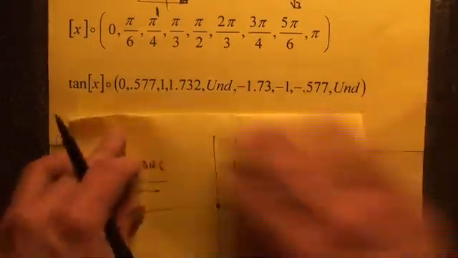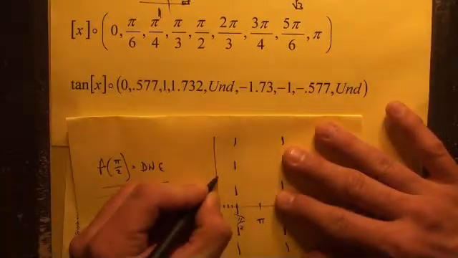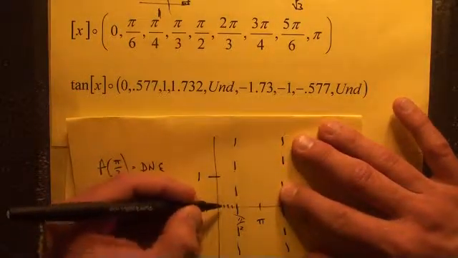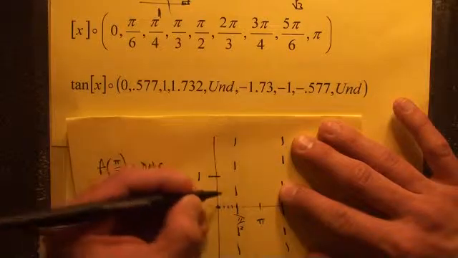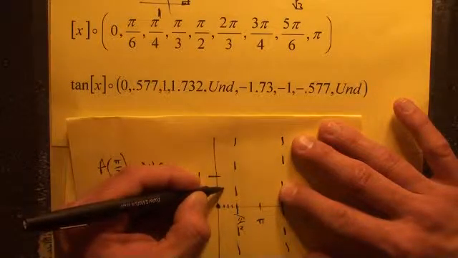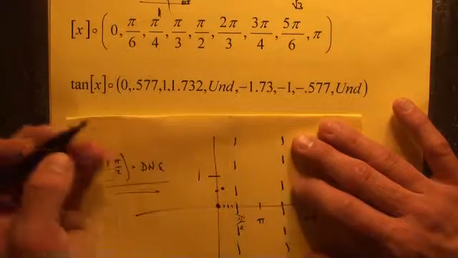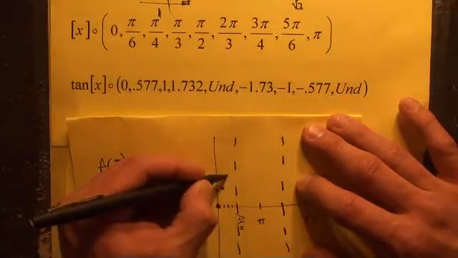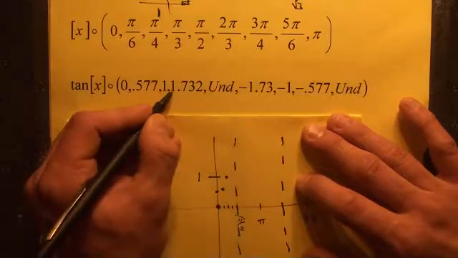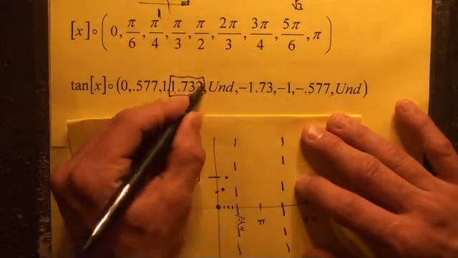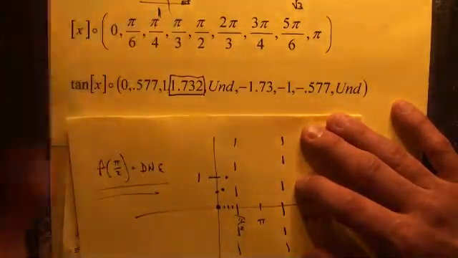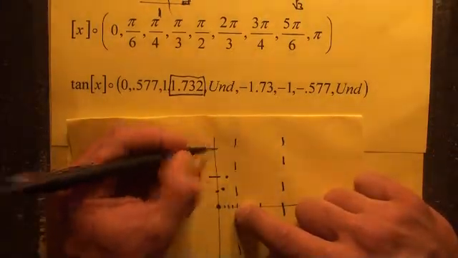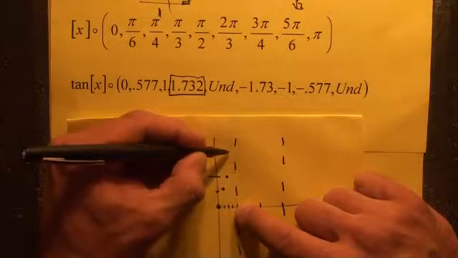That's going to take us to, let's go ahead and put the 1 here. Okay. At 30, we're at 0.577, which is a little bit more than half. All right, a little more than half. 1 is at 45. And then 1.732, which is what square root of 3 is. So if that's 1, this would be about 2. So we're going to be a little bit further up, closer to the 2.